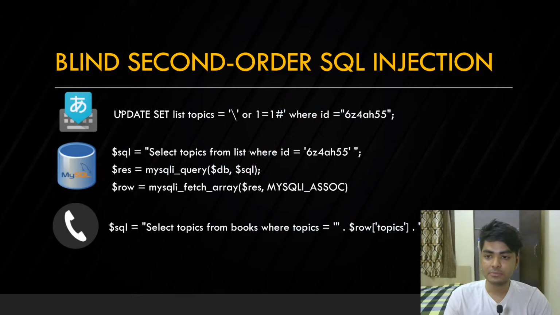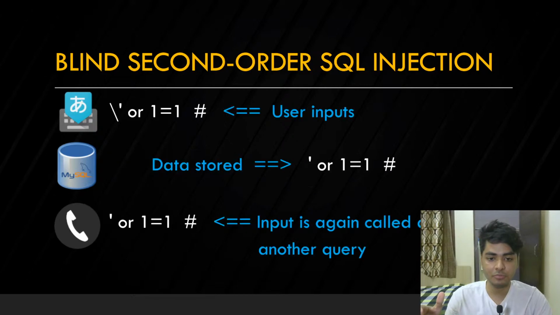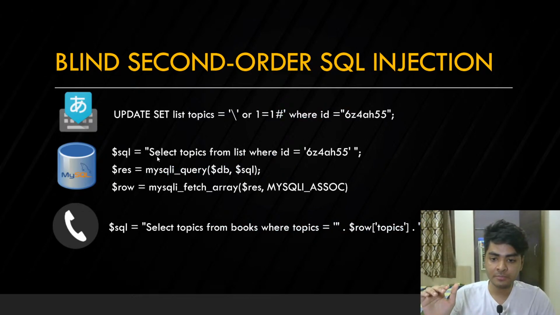So next is blind. I'll just explain it in a code way. Suppose you have an input, a query which says update list set topics, where list is your table name and topics is your column name, equal to a quote or 1 equal to 1 and the hash, where id is equal to something like this. So this was the input, but when it gets saved in your database, it would be plain text, the original text that you have written.